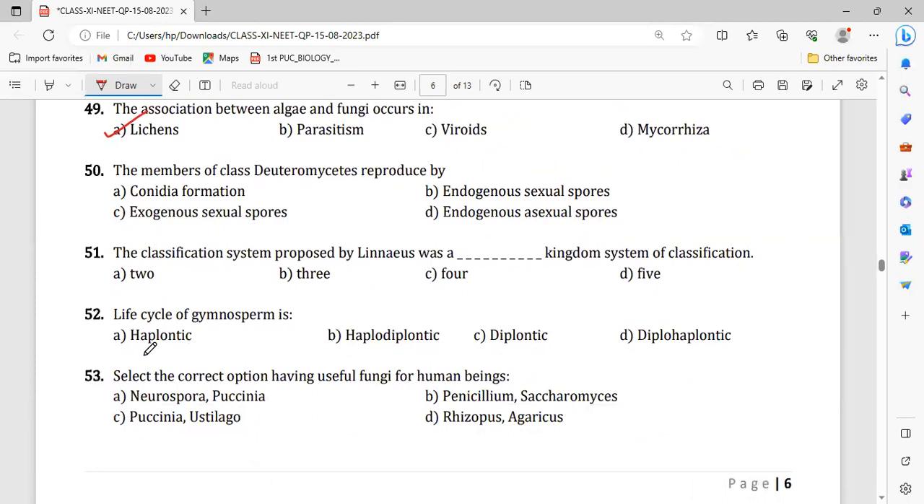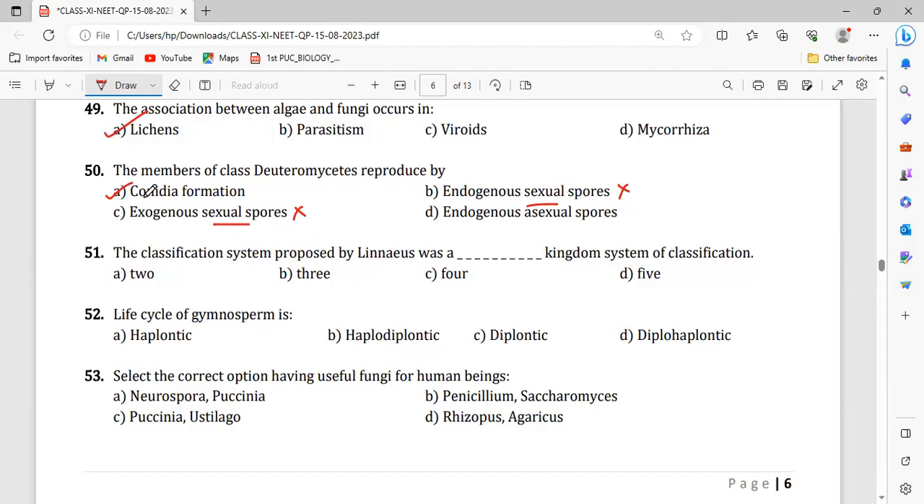The members of class Deuteromycetes. So again we know in Deuteromycetes there is only asexual reproduction. If sexual reproduction was found in them, they will be sent to the other classes, right? So sexual spores, B and C can't be the answer. And what kind of asexual spores do they have? Conidia is the asexual spores.